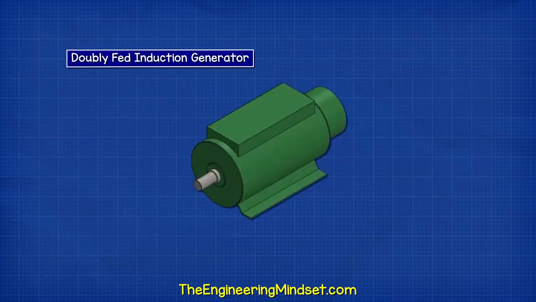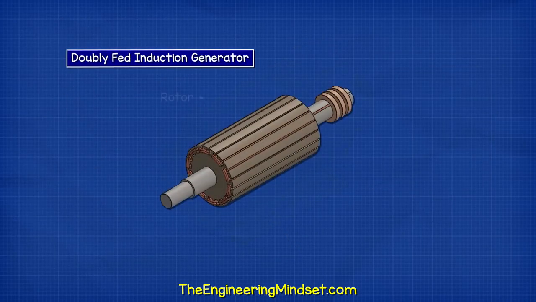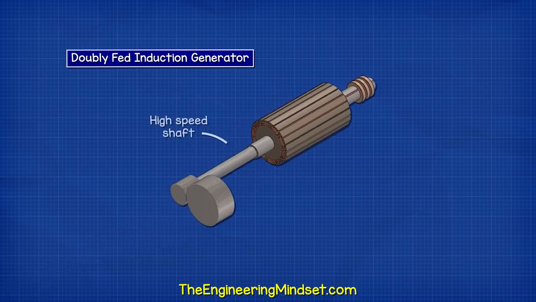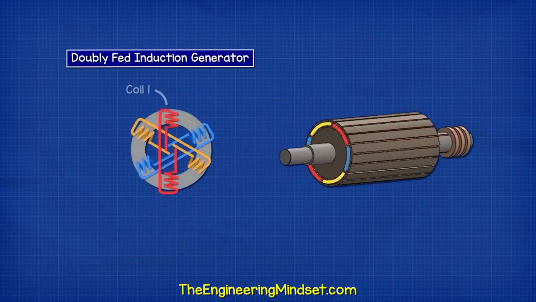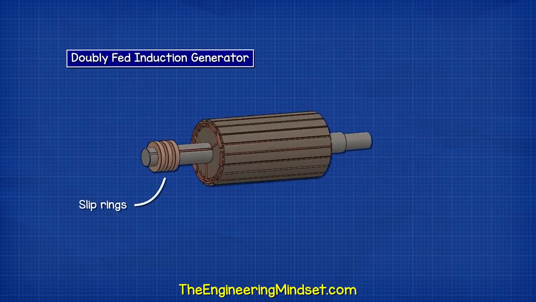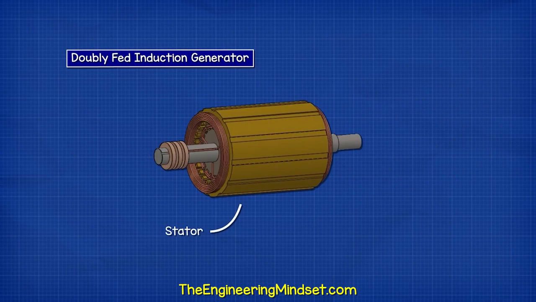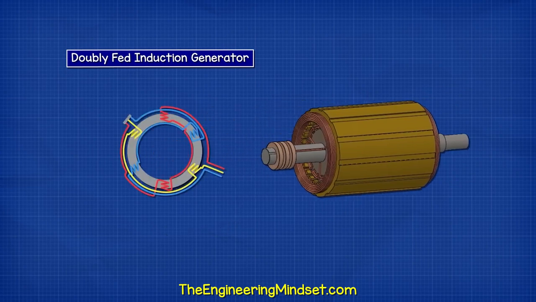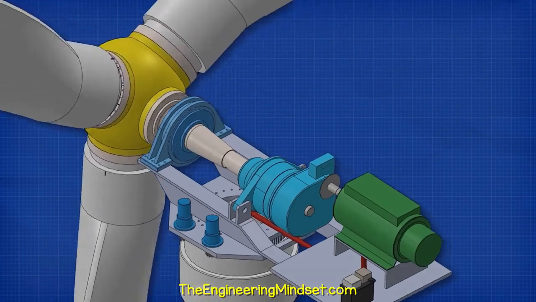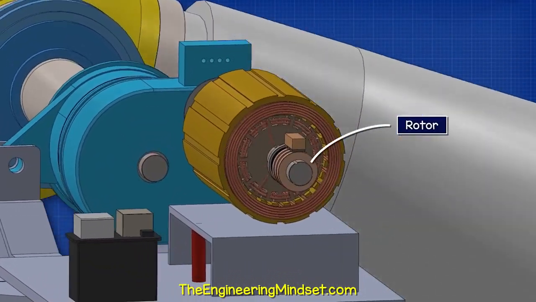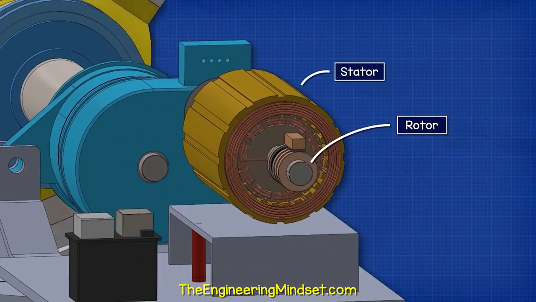The doubly fed induction generator consists of a rotor, which is attached to the high-speed output shaft from the gearbox. The rotor has 3 sets of coils attached to it. These connect onto some slip rings at the end. The stator surrounds the rotor. This also has 3 sets of coils inside. When the blades turn, the shaft turns and the rotor rotates, but the stator remains stationary.